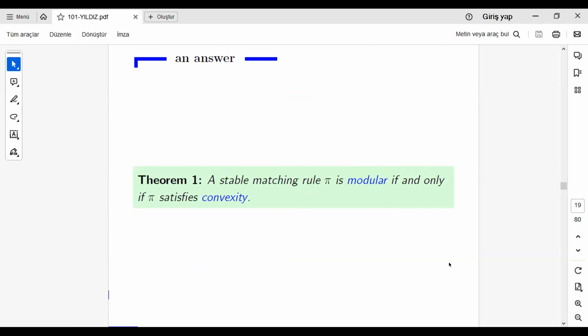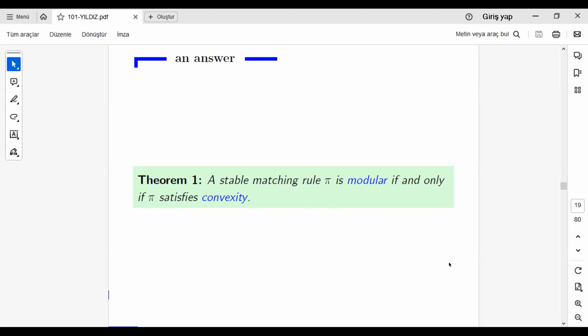Okay, here's our theorem 1. A stable matching rule is modular if and only if it satisfies convexity. Now, at this point, you're probably wondering, what is convexity? We have been challenged by finding a word. We are not too happy with this word convexity, and I will show you that it does not have that much to do with what is typically understood by convexity. So I'm going to take a few minutes to explain convexity. But let me read this theorem.